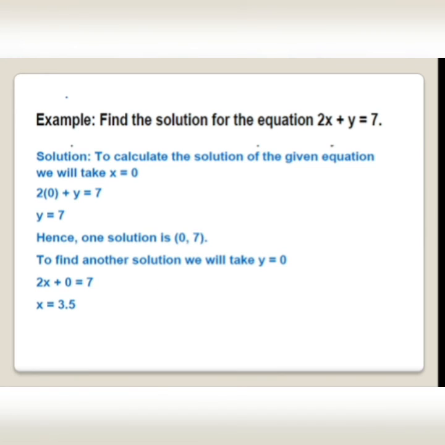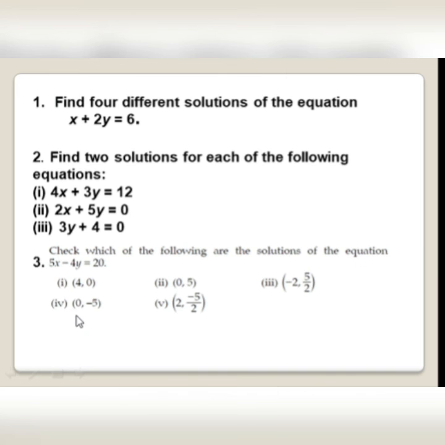Similarly, I can assume for y also. Here I have assumed y equals 0. So just put 0 instead of y. 2x plus 0 equals 7. So x equals 3.5. So this ordered pair will be (3.5, 0). Hopefully this is clear. Now this is an exercise for you.